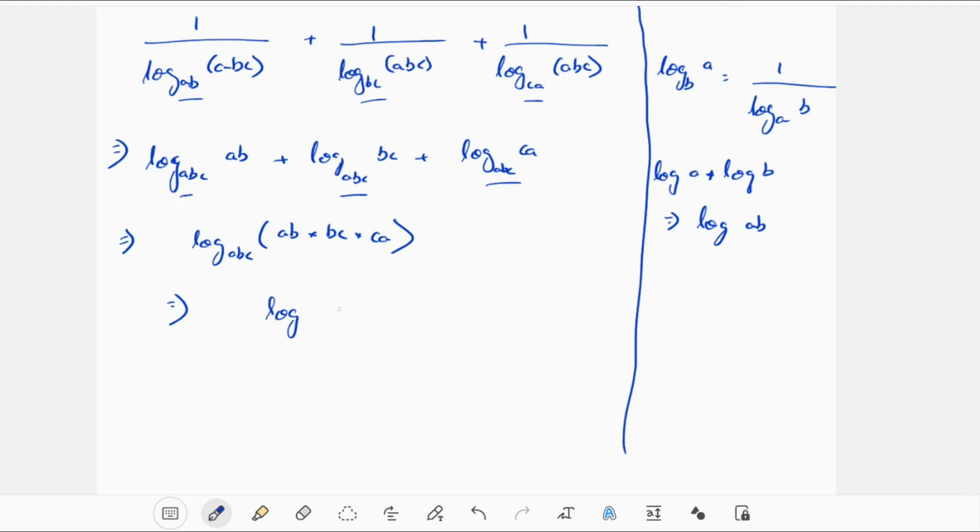So this would give me log of ABC the whole square to the base of ABC. Now, why this? Because AB into BC into CA will give me A square, B square, C square, which is nothing but ABC the whole square.